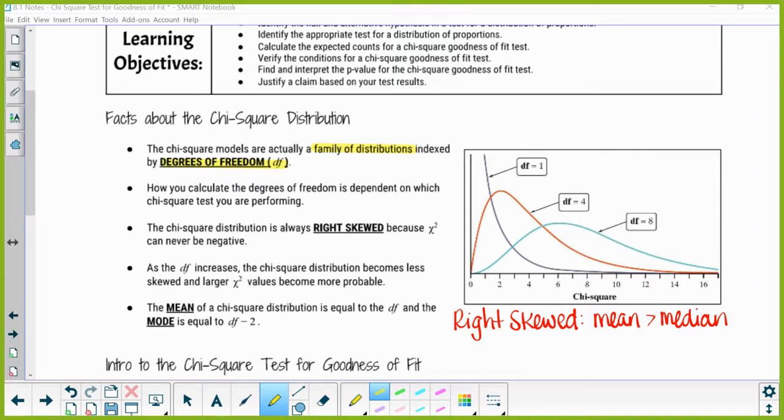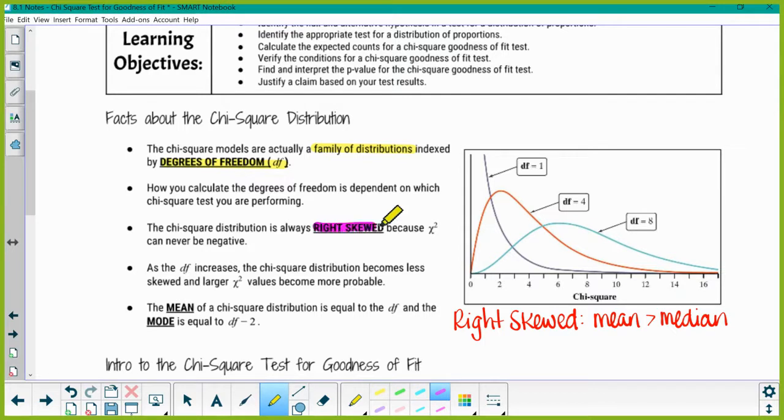So, with that being said, we are going to have some features that are always going to be there no matter what degree of freedom you have. The first one is that they're always going to be right skewed. Remember, when we're looking at distributions and we want to know the shape, you're always going to look at where the tail is. In our case, our tail is here on the right hand side of our graph, meaning it's going to be right skewed.